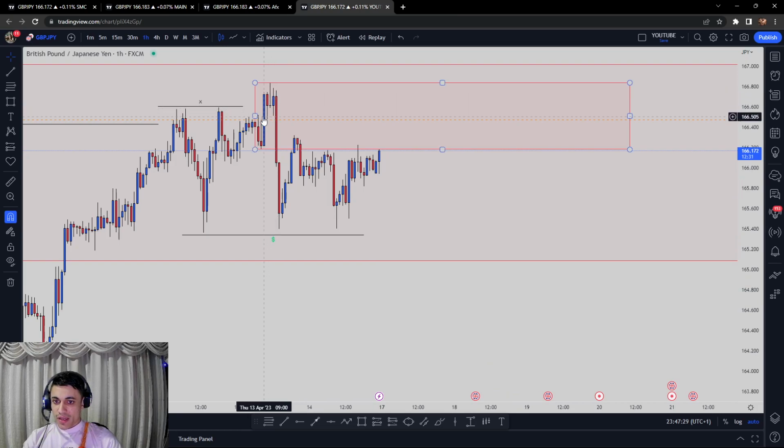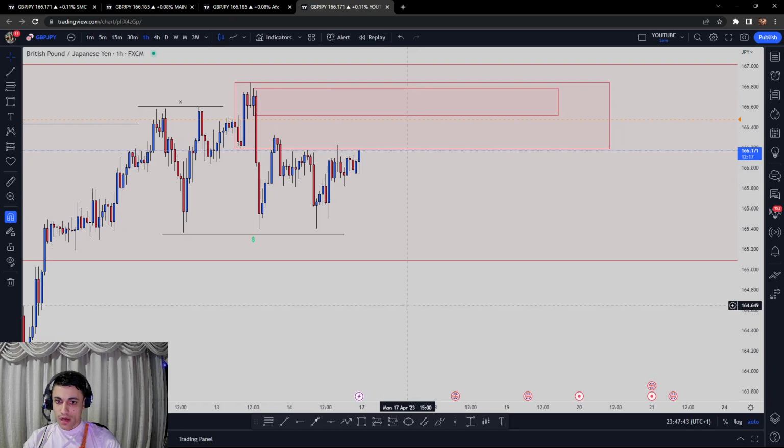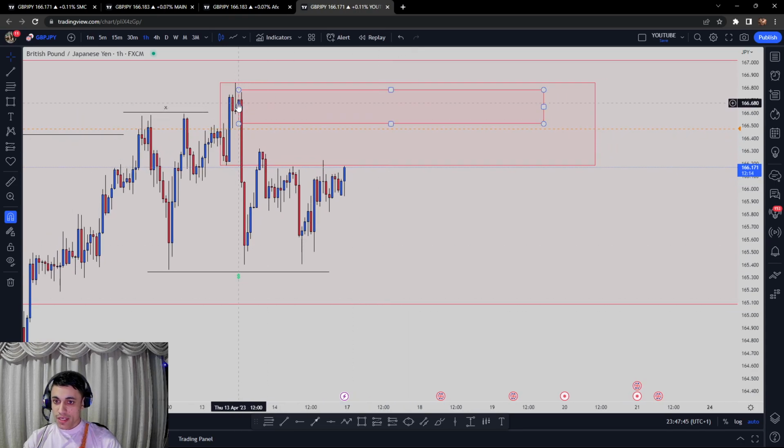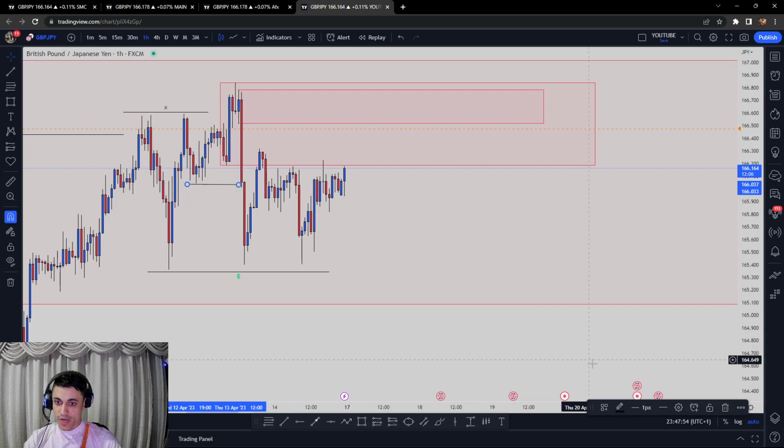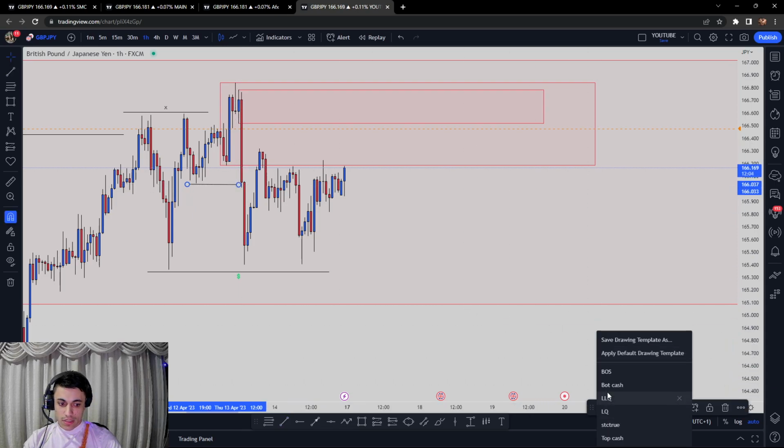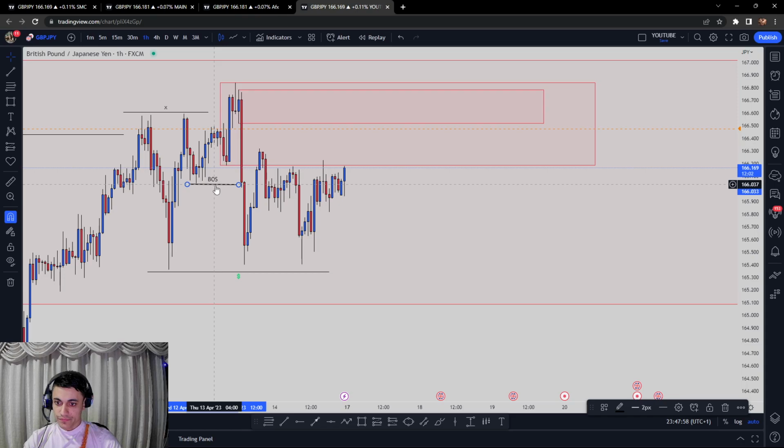You see this? My eye immediately gravitated to this OB. Now this OB is also a supply area within a supply area within a supply area. So that's a really strong area to take a sell from. Now, the reason is because this OB is valid. Why? Because right here the market broke structure. So we have a break of structure here. Let's call it break of structure.